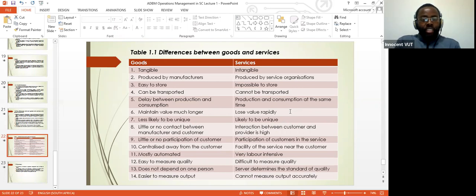Number 14, the last difference here, it's easier to measure the output of goods, and you cannot measure the output of services accurately. So these are some of the differences between goods and services. You might be asked to tabulate the differences between goods and services. So you need to know these differences.